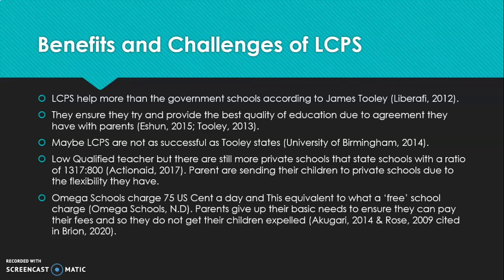A challenge that comes with low-cost private schools is the affordance of fees. The Amiga schools charge around 75 US cents a day, and apparently their fee is equivalent to what state schools ask for. Aguirre in 2014 and Rose in 2009 suggest for poor families to be able to afford the fees, they take out loans from family and friends, and even start to use the money of which they would use for their basic needs. This shows how families are willing to stop eating or limit what they eat so they can pay for their children's education. Therefore, their basic needs are being neglected.